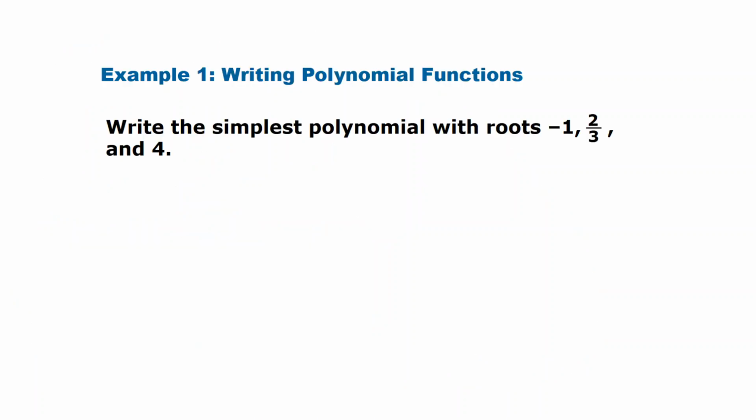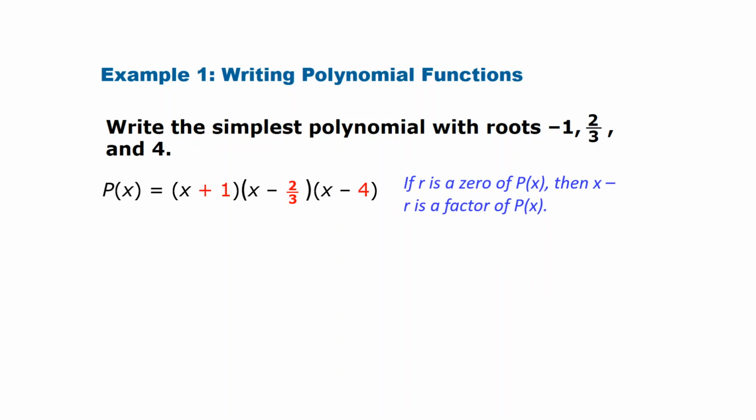So in this example, we're given exactly that problem. We've been given the roots, and now we're asked to write the polynomial function. So we're going to just do it all backwards. The first thing we need to do is realize that if r is a 0, a root, then x minus r is a factor.